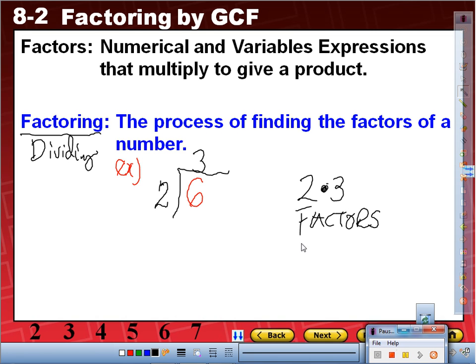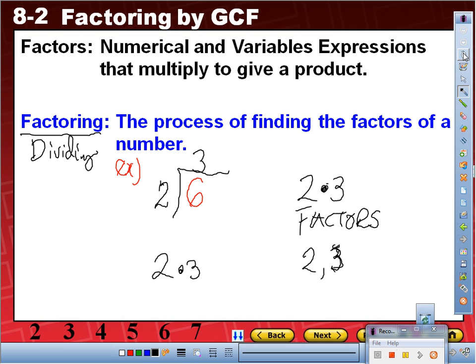All right, let me clarify. If I give you two numbers such as 2 and 3, these two numbers are just numbers. As soon as we get those two numbers and we multiply them, they are called factors because they give us a product. Are we there?